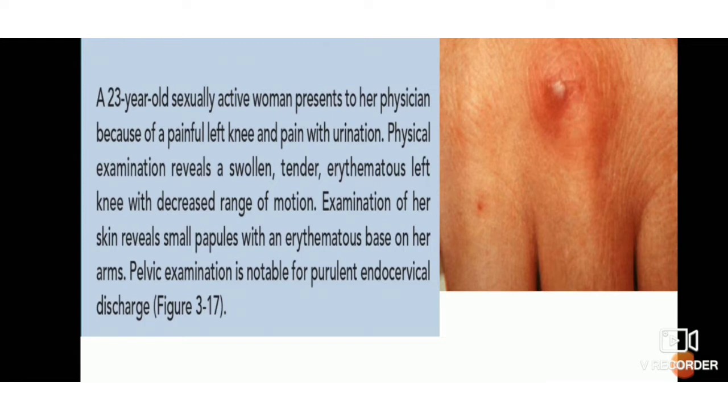Examination of her skin reveals small papules with an erythematous base on her arms, as shown in the figure, and her pelvic examination is notable for purulent endocervical discharge. Our question today is: what is the likely organism?